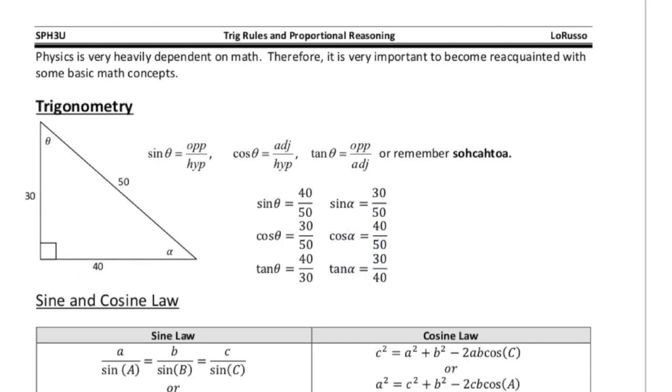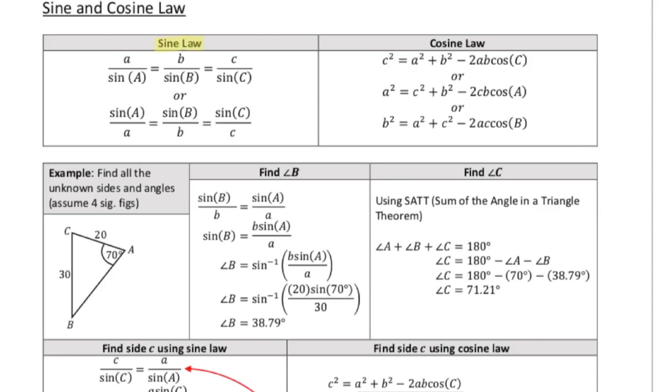So the primary trig ratios are fairly easy to work with, but what we have to keep in mind is that the primary trig ratios only apply to right-angled triangles. What happens when we don't have a right-angled triangle? That's when we have to move into sine and cosine law. So let's focus on what sine law is.